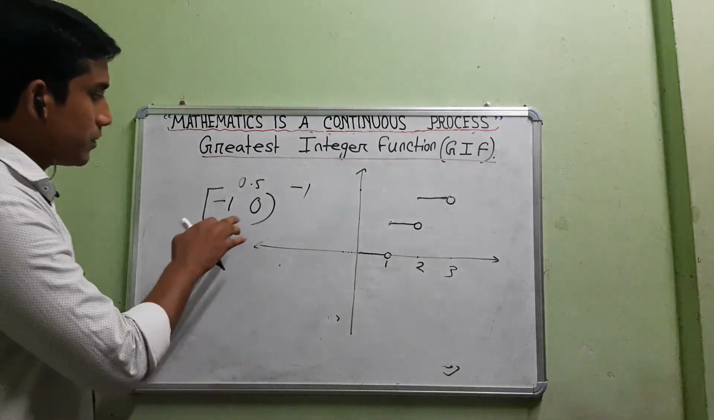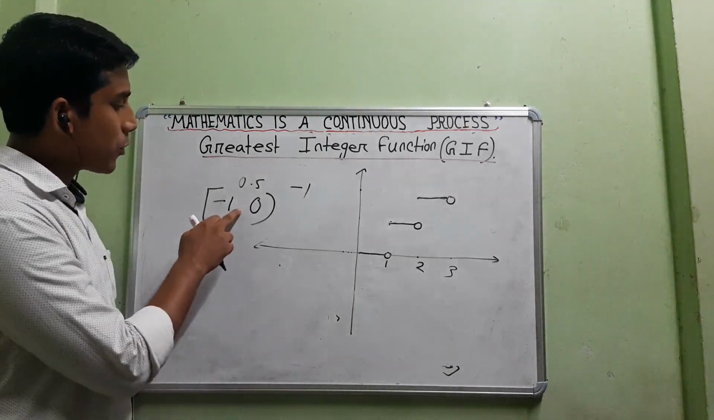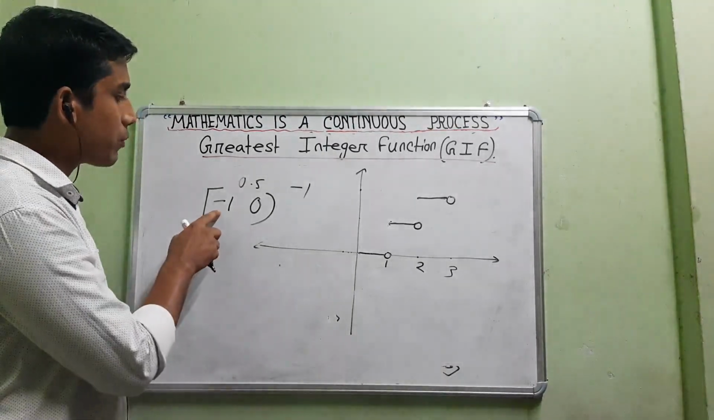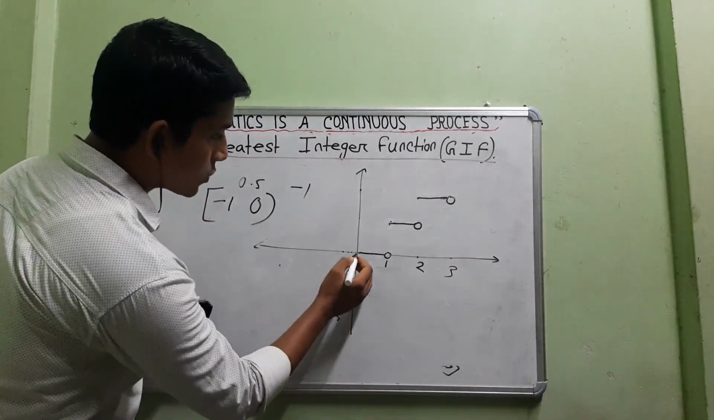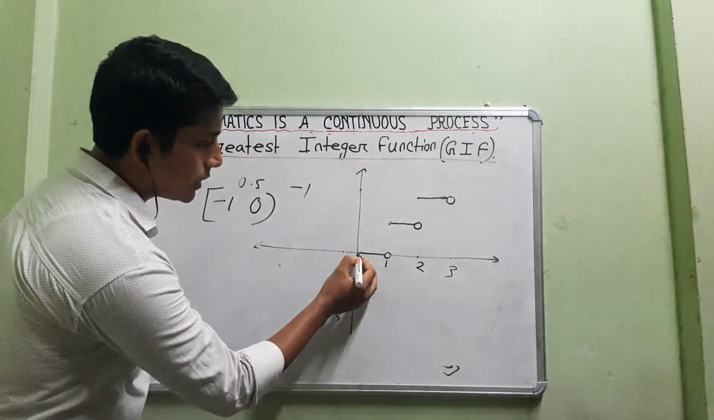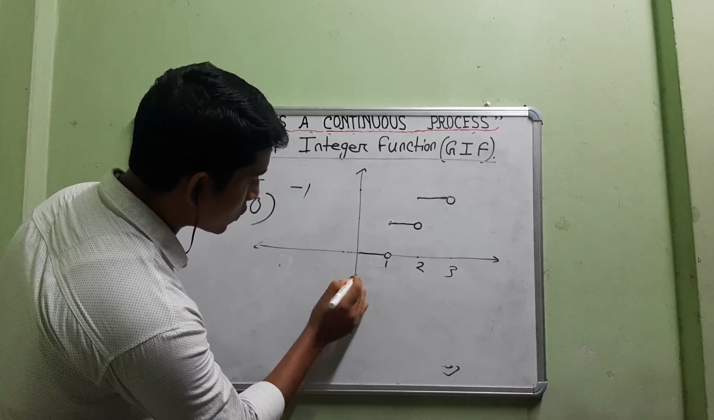So this one will be like this. If you take minus 0.5 also, that one will give you minus 1. And at the point minus 1 also it will give you minus 1. So it is giving you minus 1. At 0 I don't know, but less than 0 it is minus 1. So at 0 we will have this open circle.